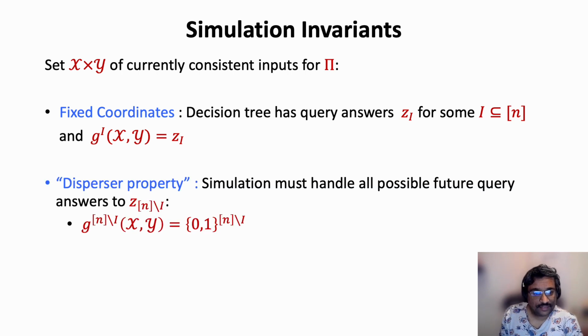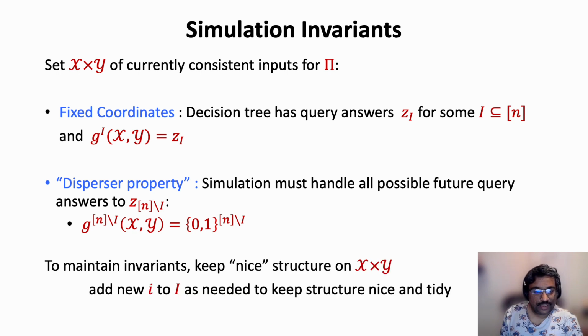The other property, known as the disperser property, is the more important one, and this ensures that for the remaining coordinates which are unqueried at this point, the players do not know anything on whether z_i is 1 or 0. So for the remaining coordinates, we have to maintain all possible future query answers. We want to say that this set of inputs X and Y are so rich that if you look at the gadget output on the remaining unqueried coordinates, they give you all possible 0, 1 strings of that length.